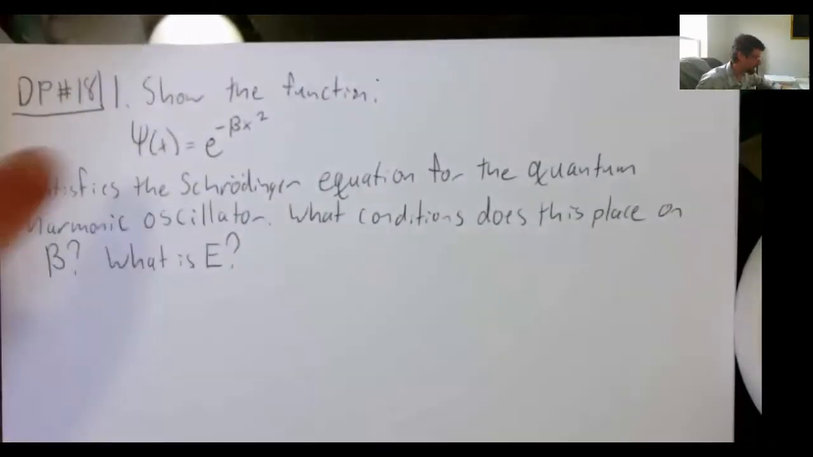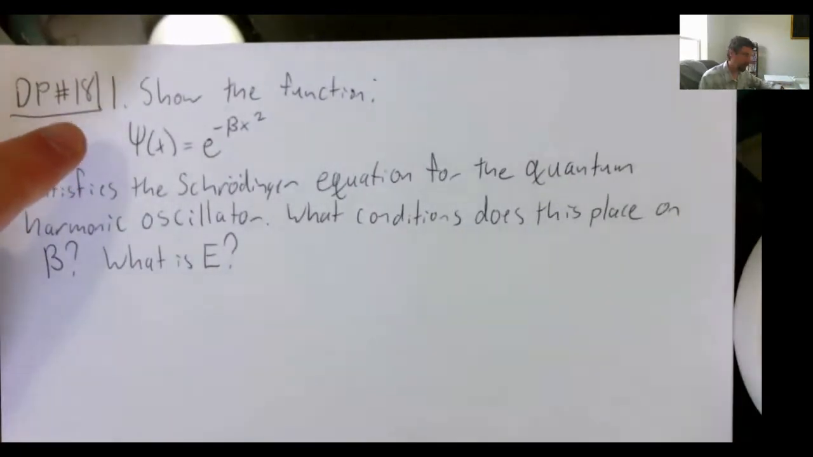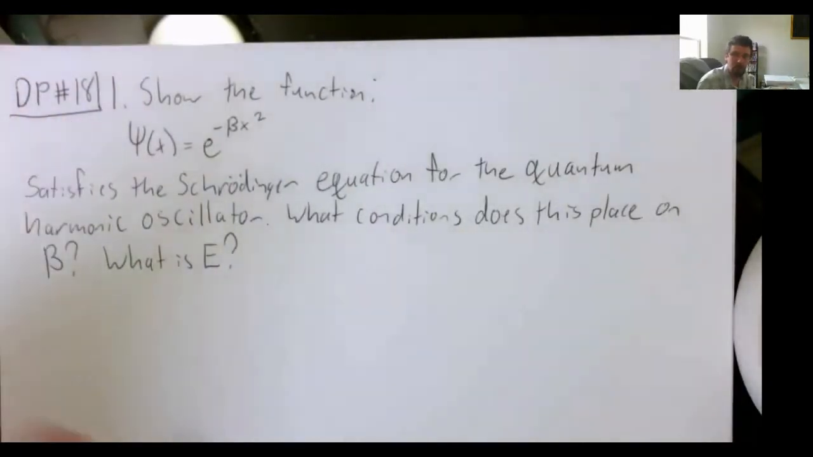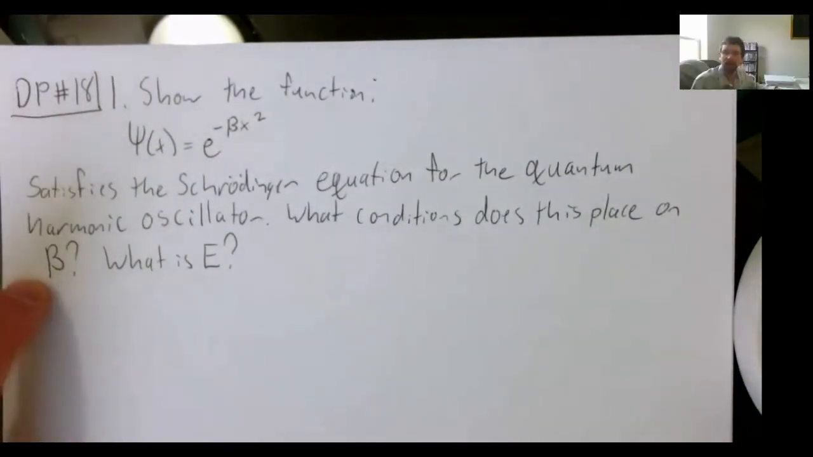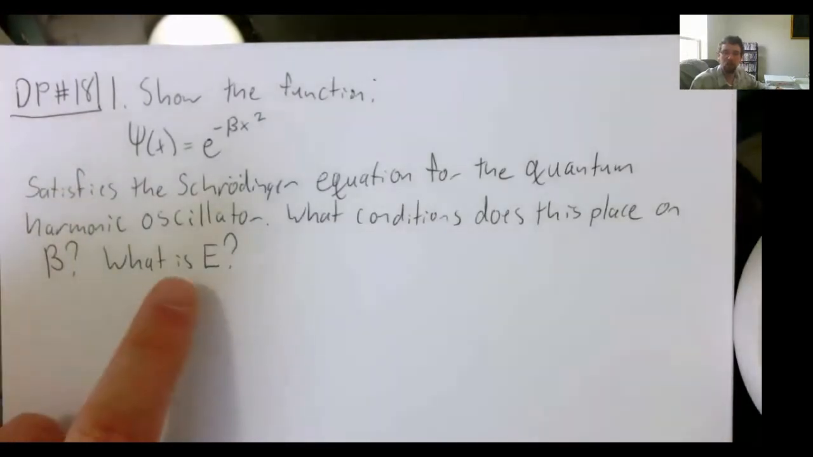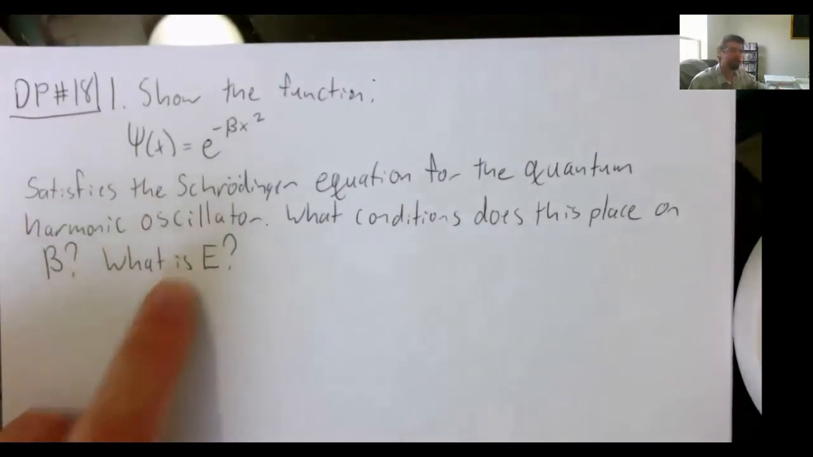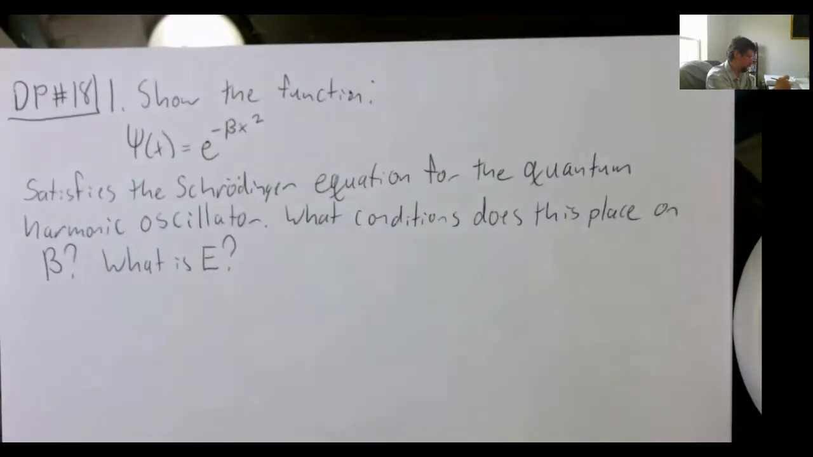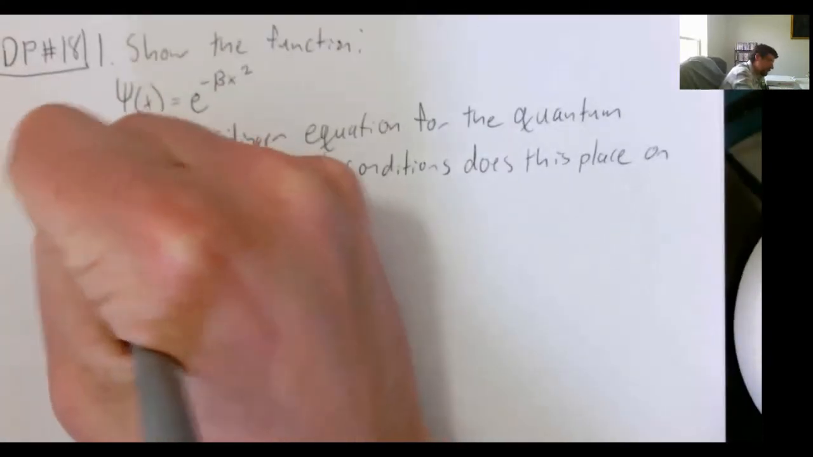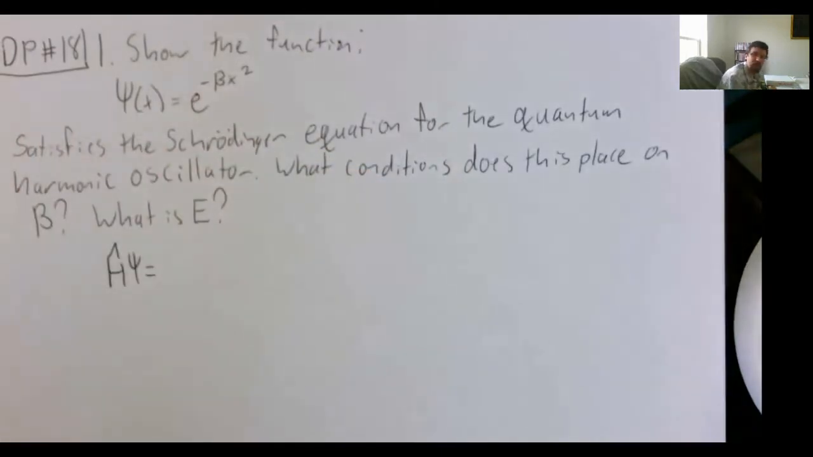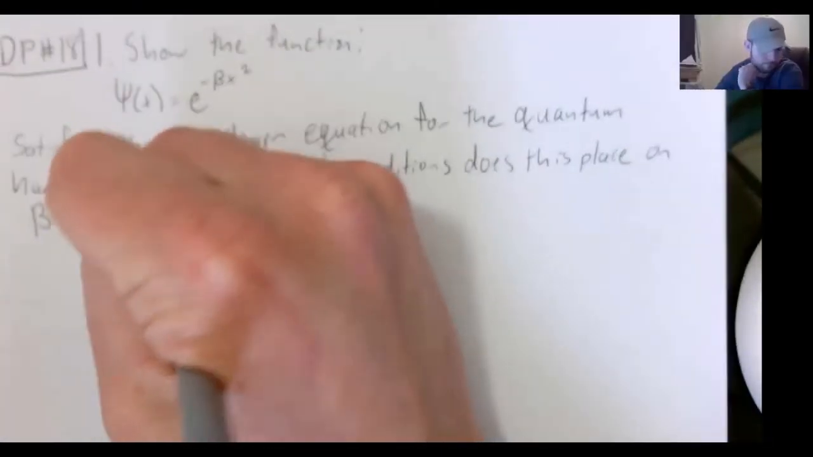What you had is you wanted to show this function satisfies the Schrodinger equation for a harmonic oscillator. And you had to figure out what conditions you needed on that constant and what is the value of E. So we can start with the Schrodinger equation, which is just H psi, and what's that equal to again? E psi.